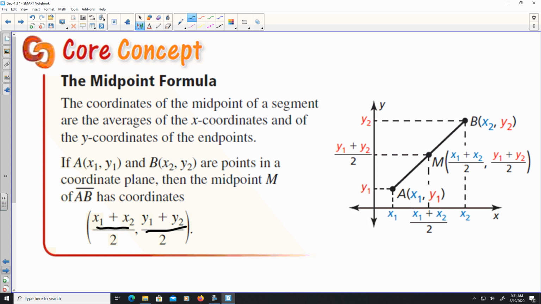When it comes to discovering the midpoint for a coordinate plane, your answer is going to be a coordinate. It's going to be an x comma y answer. We're going to look at the distance formula in a little bit. That one's going to be just a number. It's not a coordinate. So when you're looking at midpoint, think of it as it's going to be a coordinate as an answer.